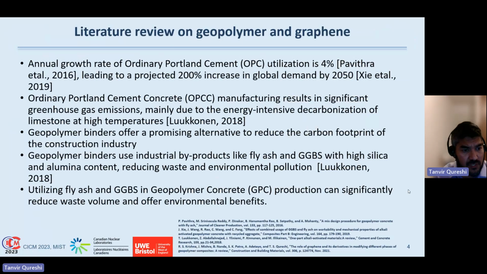Geopolymer binders use industrial byproducts like fly ash and GGBS with high silica and aluminum content, which reduces waste and environmental pollution. Utilizing those waste materials in production can significantly reduce waste volume, which also offers secondary environmental benefits.